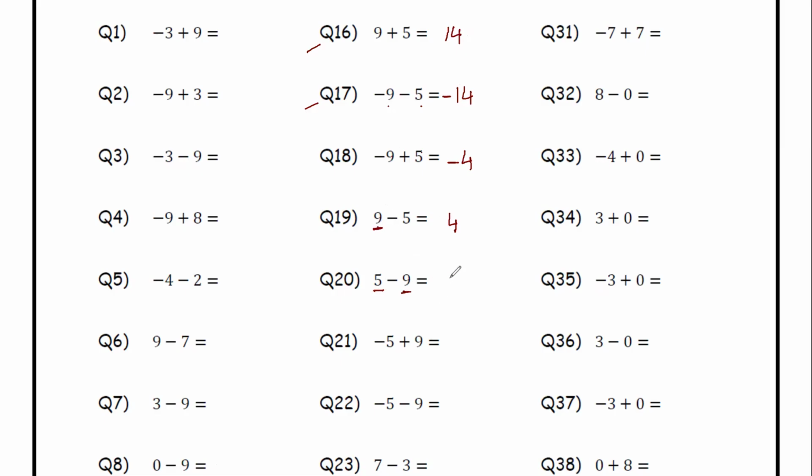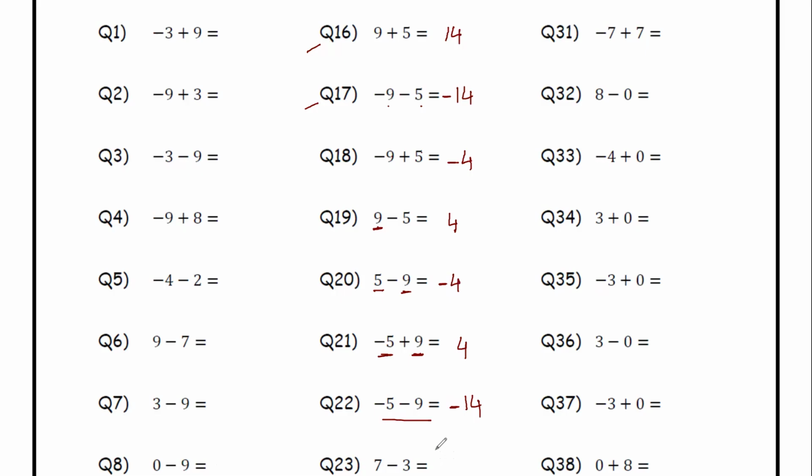5 and negative 9. Difference will be 4 and we'll take the sign of the bigger number. Minus 5 plus 9. Difference again and sign of the bigger number. So it'll remain positive. And this one, minus 5 minus 9. We'll take the sum, but both are negative, so it'll be negative.